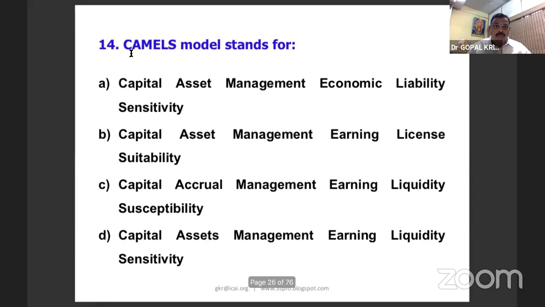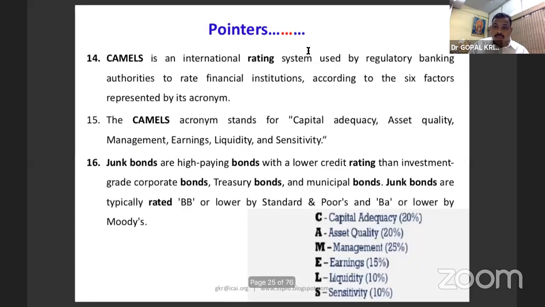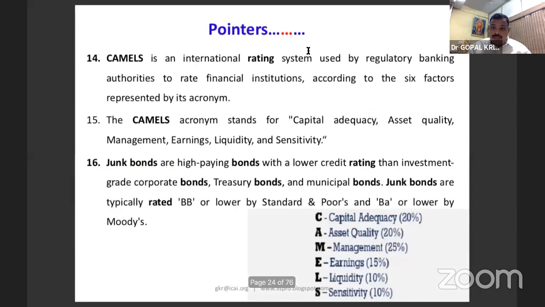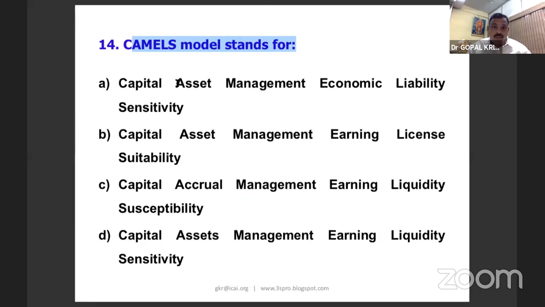Now, please answer this question. What does Camel stand for? Capital adequacy. So I think adequacy is not there, but the word capital is there. What is A? A is asset quality. M means management. Economic, liability, sensitivity. Liability is not there. License is not there. Liquidity is there. Susceptibility is not there. Sensitivity is there. So the answer is D.